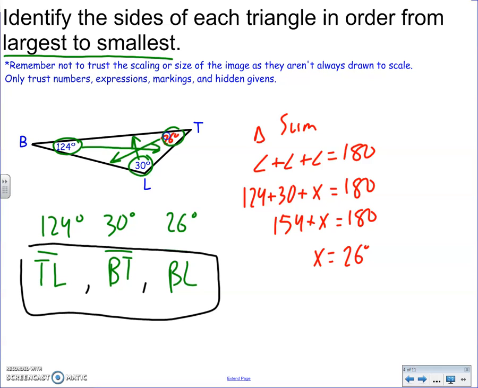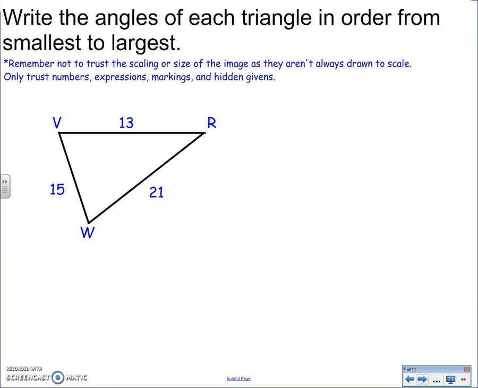Alright, now we're going to draw the reverse. Instead of having the angles and trying to find the sides in order, we're going to have the sides, we're going to find the angles in order. So same idea. This problem says smallest to largest, least to greatest. So the smallest side is 13. This goes with the angle across from W. So 13 was the smallest side, so angle W is the smallest one.